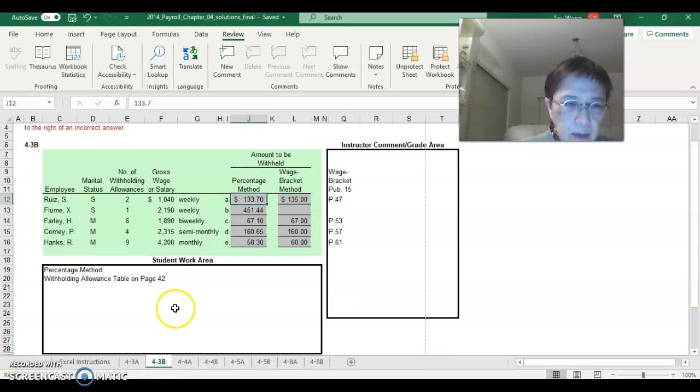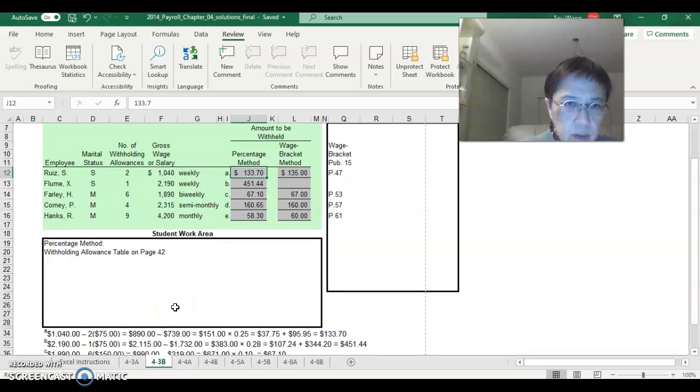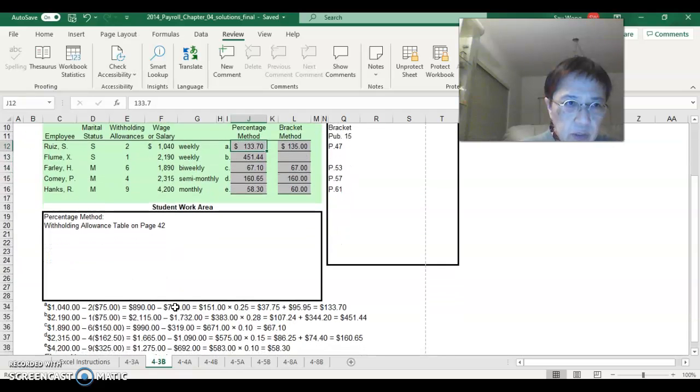Hello, welcome back. Let's continue our calculation on 4-3B. We are doing the percentage method. Let's do Firm.